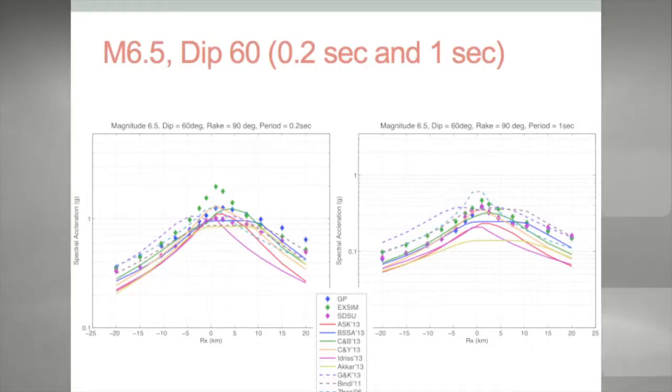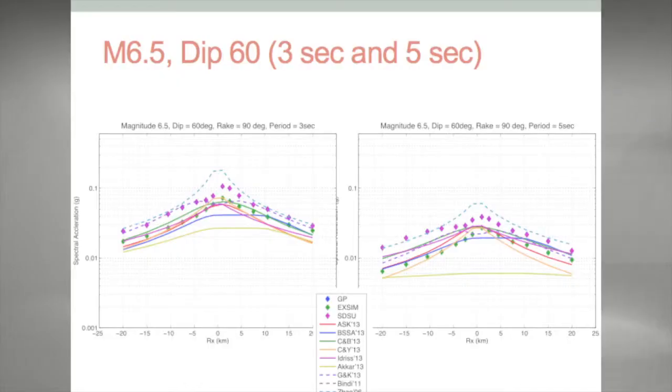I threw in a couple of dips of 60 degrees just so that everybody can get an idea, because I know that most of the GMPEs were pretty well constrained with the magnitude 6.5 at 60. This is just to give you a quick idea. This is for the 0.2 seconds and 1 second. So the GMPEs are actually much lower than the simulations.